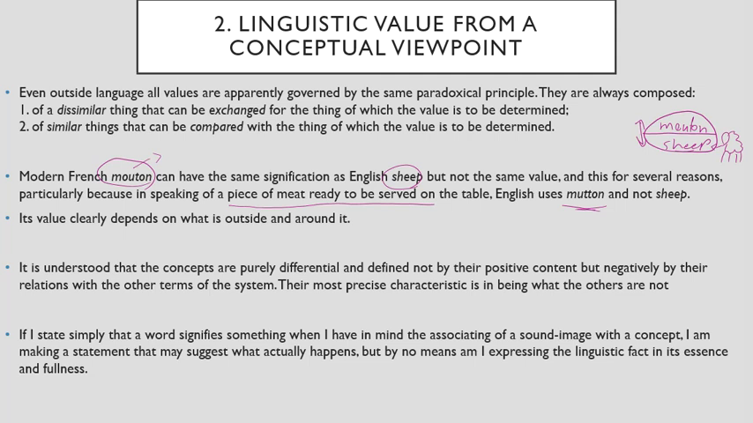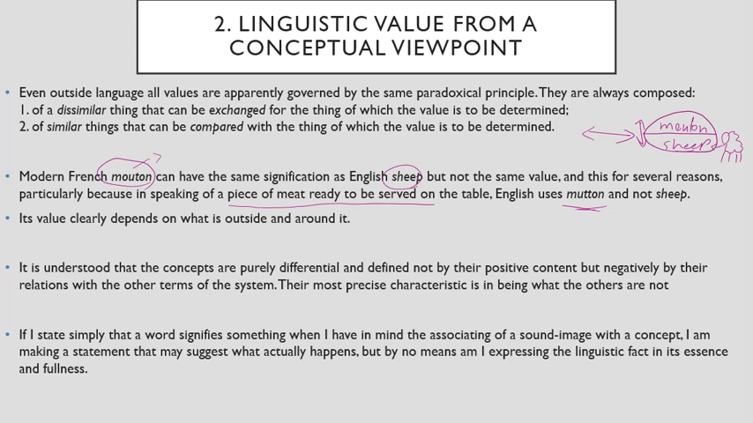And what I've written here is that its value clearly depends on what is outside and around it, on the conditions around it. So the value of something is not just the relation between signifier and signified. This is the third time that I'm repeating this. It's the horizontal axis, the difference between different signs and the different conditions and contexts.